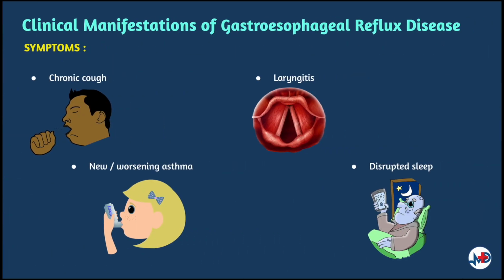So what are the symptoms to look out for? One would complain of having a burning sensation in the chest, which is known as heartburn, usually after eating, which might be worse at night. One may also complain of chest pain, difficulty swallowing, regurgitation of food or sour liquid, sensation of a lump in the throat, having chronic cough, laryngitis, new or worsening asthma, and disrupted sleep.